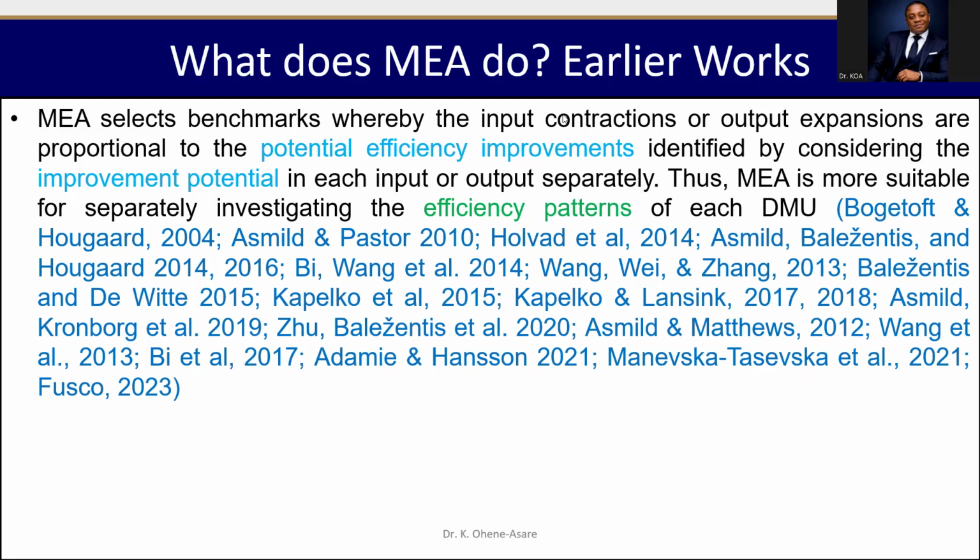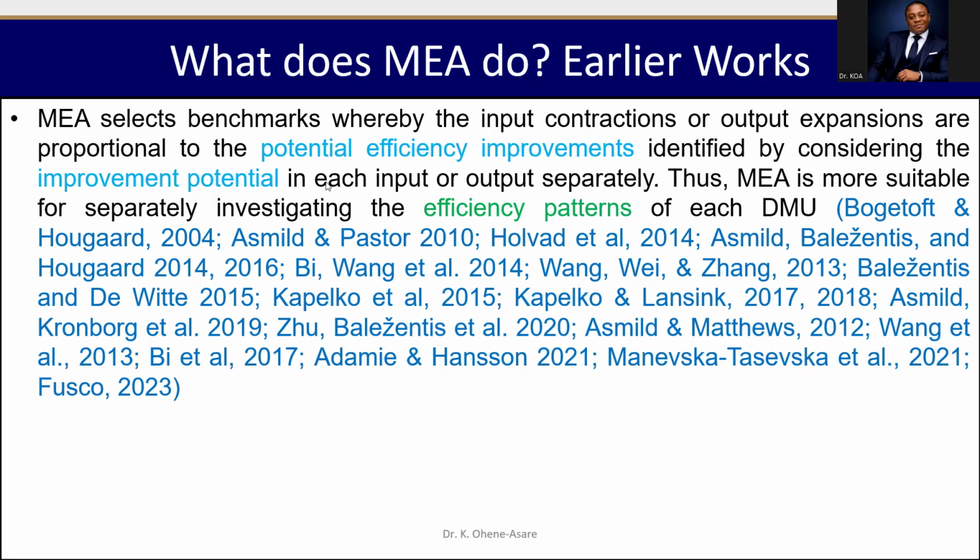Now, what do we mean by potential efficiency improvement? Emily, what do you mean by potential efficiency improvement? Okay, so is it the efficiency score? Yes, that's the thing you mentioned, the theta. When we are doing normal DEA, input orientation, we maximize the theta to get the theta star. So we call that the potential improvement, efficiency improvement.